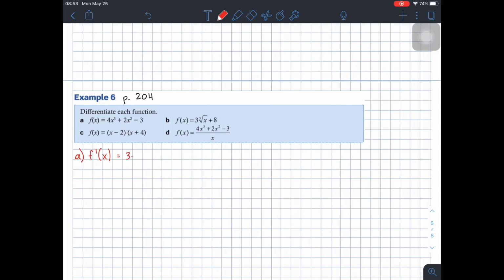It's 3 times 4, we take the exponent down, times x, and the exponent decreases, so it's to the power of 3 minus 1. I'm going to show all the steps here. Plus, in the second case, this is 2 times 2. The exponent goes down. x to the power of 2 minus 1. Okay? And finally, we have a number, a constant here, minus 3. So remember that the derivative of a constant number is always 0, right? So we're going to write this.